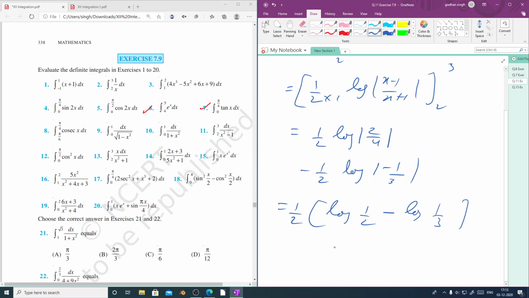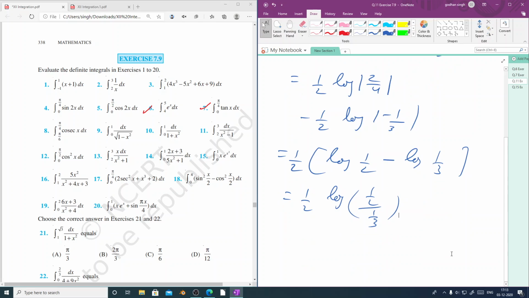and this will give us equal to half, and we know that log a minus log b is log a by b, so log half over 1 by 3, and simplifying this further, equal to half log half into 3 by 1, that is equal to 1 by 2 log 3 by 2. So this is the answer of question number 11.